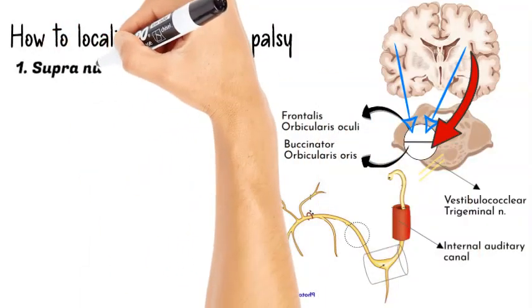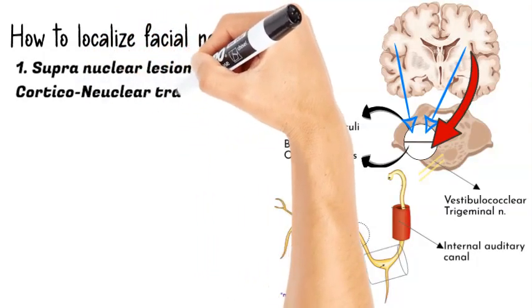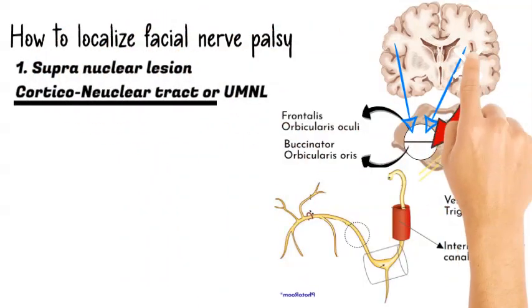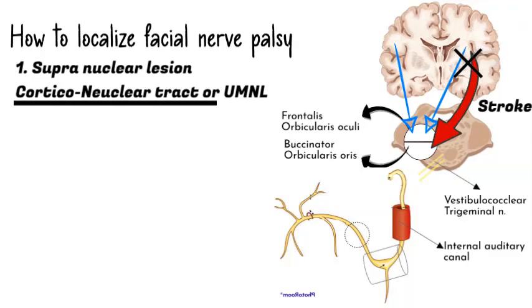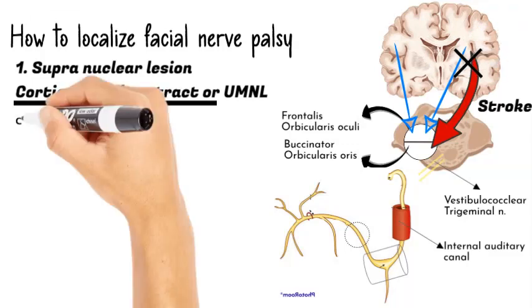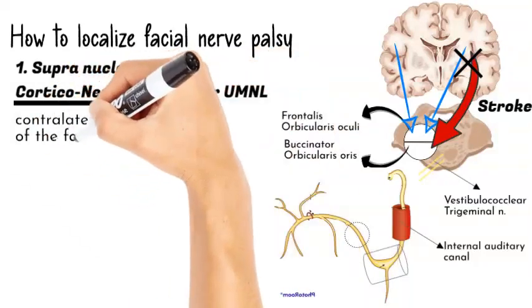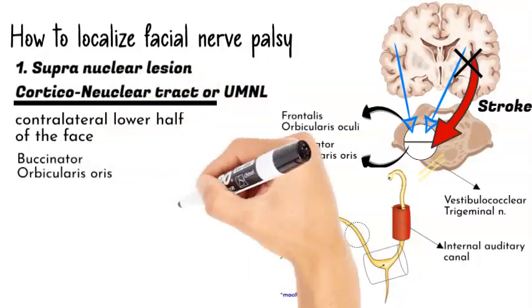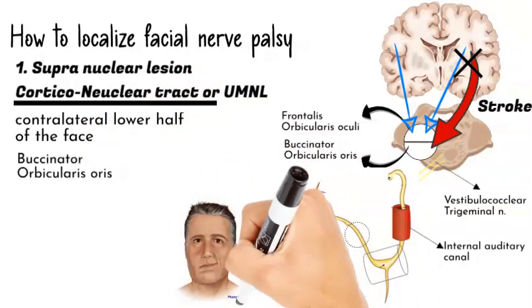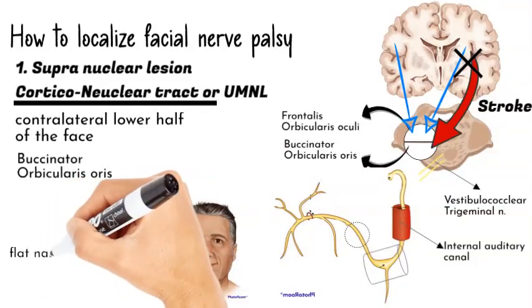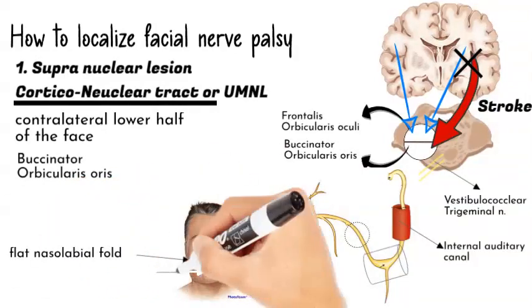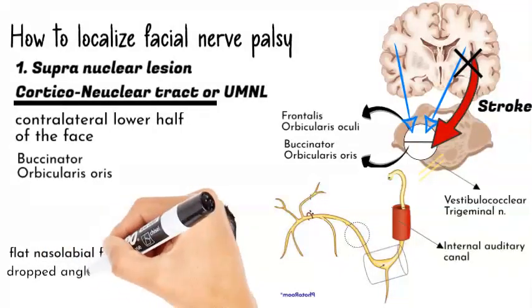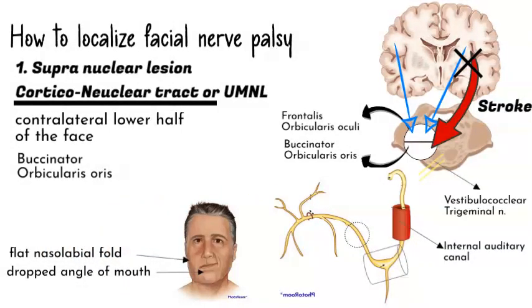Now let's clarify how to localize facial nerve palsy. First, supranuclear lesion, sometimes referred to as corticonuclear tract or upper motor neuron facial palsy. In this situation, there will be contralateral weakness of the lower half of the face, namely the buccinator and orbicularis oris muscles. Clinically, the patient will have a flat nasolabial fold and a drooping angle of the mouth of the contralateral half of the face. Note that the upper half of the face will not be affected since the upper half of the nucleus has dual innervation.